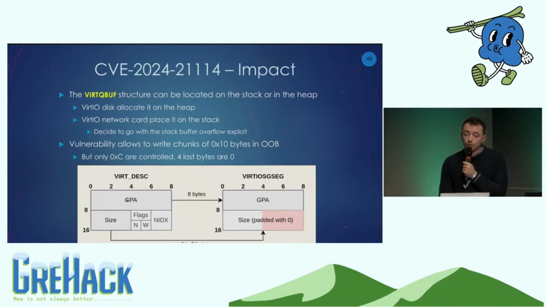The guest physical address is originally stored on 8 bytes, and the length is also stored in 8 bytes, but the size is originally 4 bytes and converted to 8 bytes. So the last 4 bytes are not controlled. It will always be padded with 0. So you don't control everything you write out of bounds.